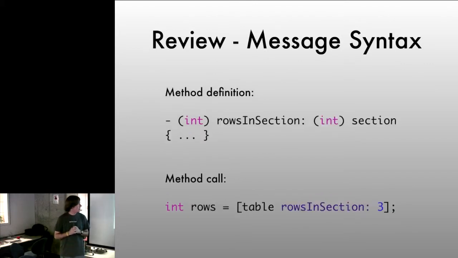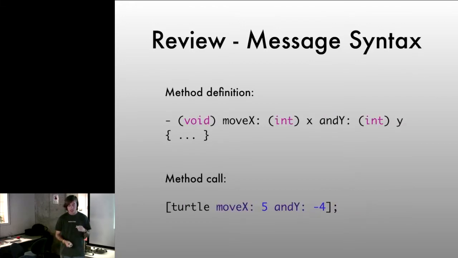Here's a one-argument method. Again, we have the minus sign indicating that it's an instance method, and the return type in parentheses. Now the name of the message includes a colon to indicate that we're passing in an argument, in this case another integer. The way we call the method is, again, we start with the left bracket, we have the receiver of the message, followed by a space, the name of the message, then the colon, indicating that the next thing is going to be a parameter, and we pass in the number 3 here. Is this clear? Okay.